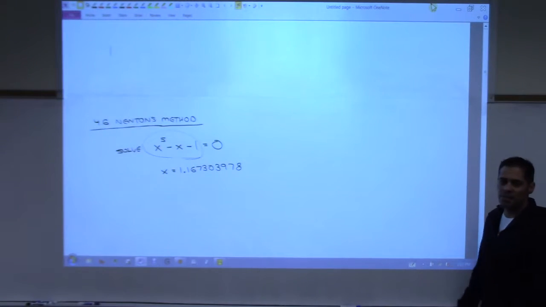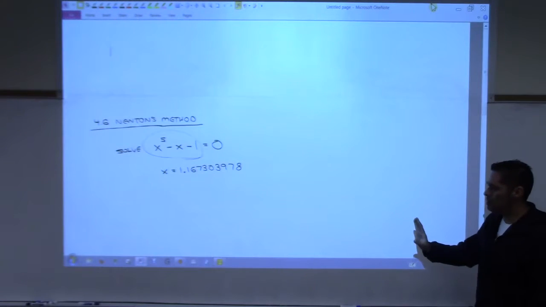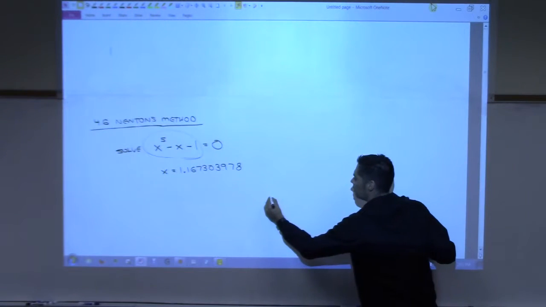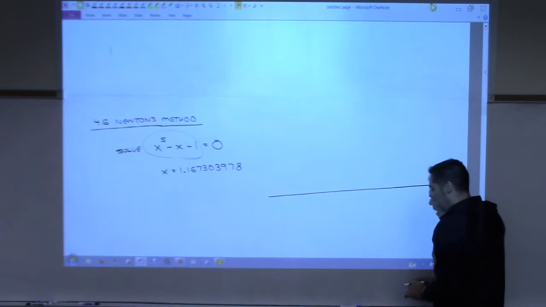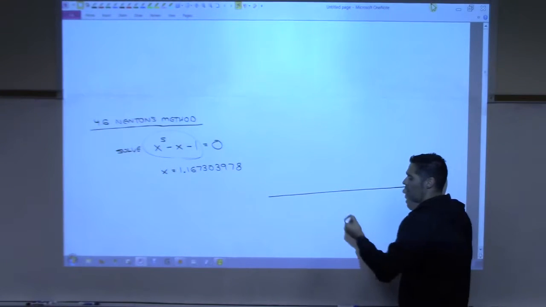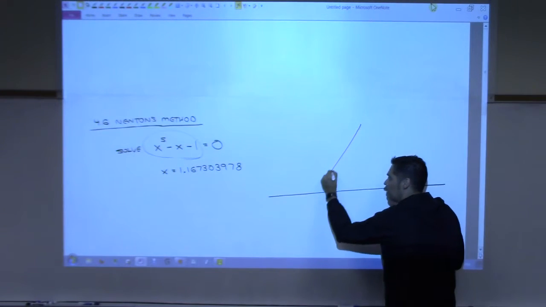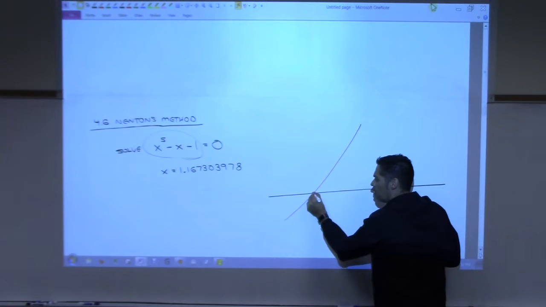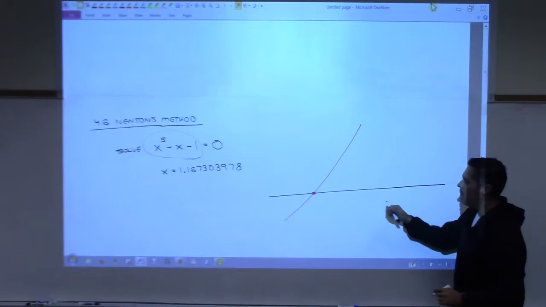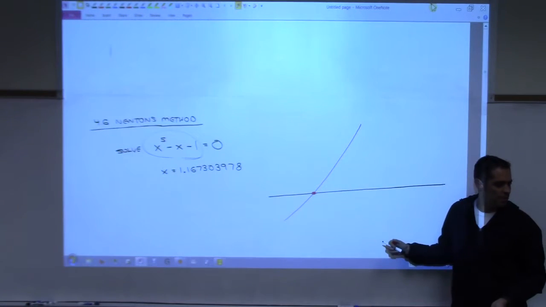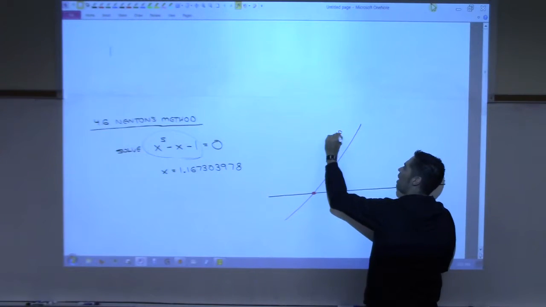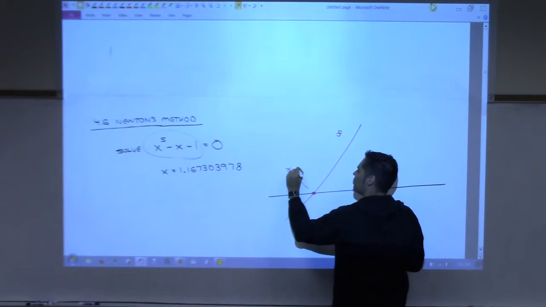All right, so you ready? This is the idea. It's actually pretty beautiful if you just look at it for what it is. Let's say I have a function, and I want to know this point. That point right there is the x-intercept of the function, isn't it? So we call this function f. This right here is the x-intercept.